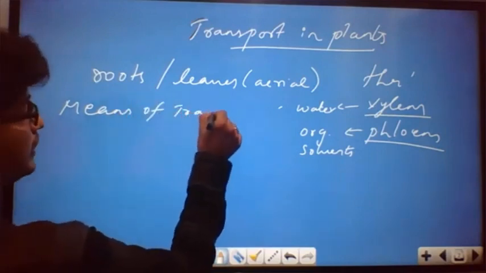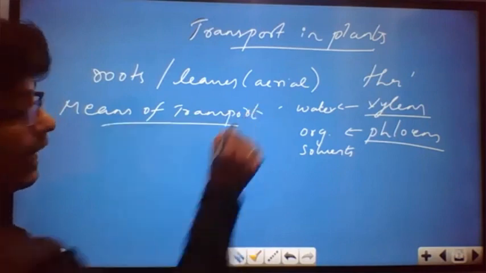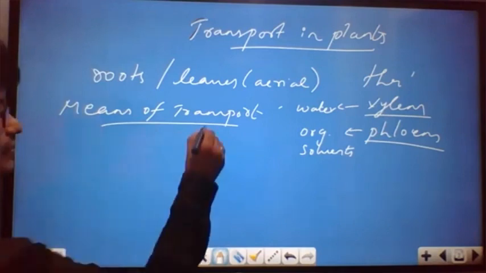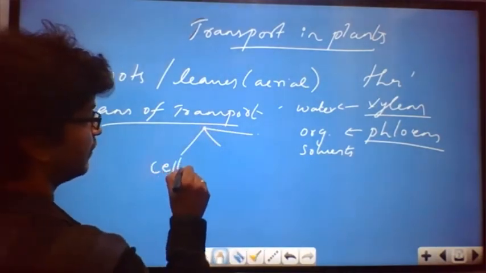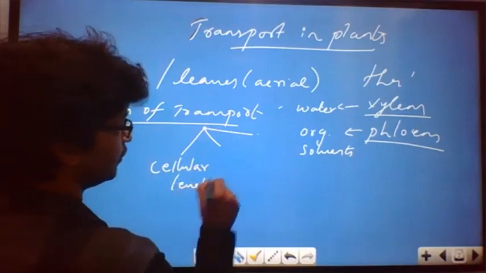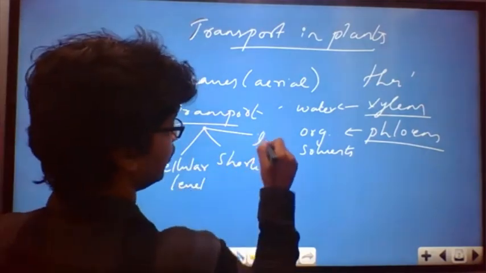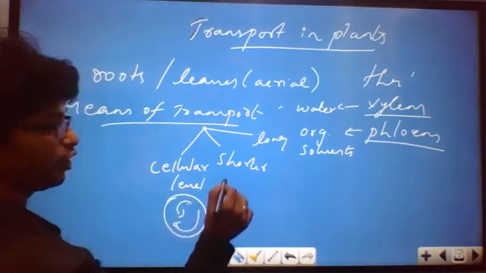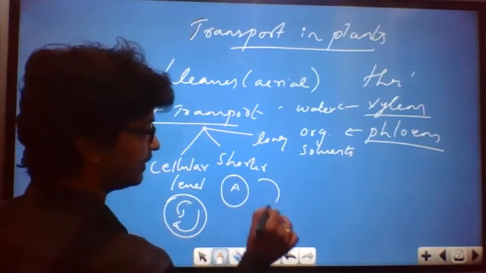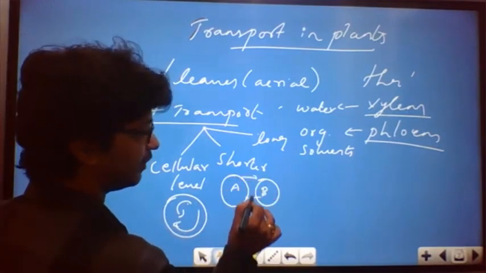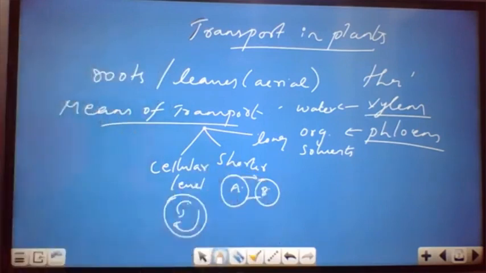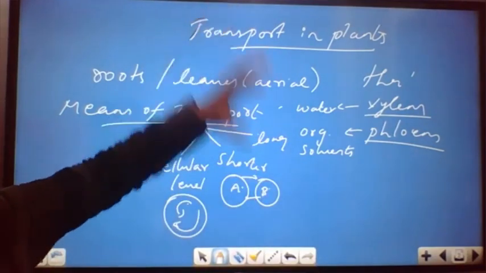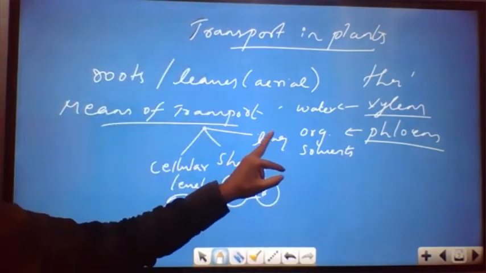Okay, means of transport. There are three types of transport: cellular level, shorter distance, and long distance transport. What is cellular? Within a cell, how the transport mechanism occurs. Shorter distance is between one cell and another; this is cell A, this is cell B. How does the transfer occur between the cells? That is the shorter distance transport. And long distance is from the roots to the aerial parts, to the remote regions, where the transpiration pull and other mechanisms take place. That is the long distance.